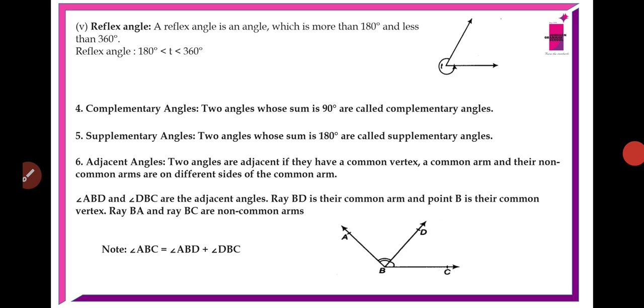Reflex angle. A reflex angle is an angle which is more than 180 degrees and less than 360 degrees. So here angle T is more than 180 and less than 360. It is called a reflex angle. The measure of an angle is always in the anti-clockwise direction.